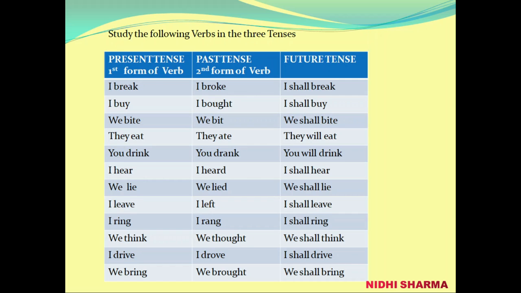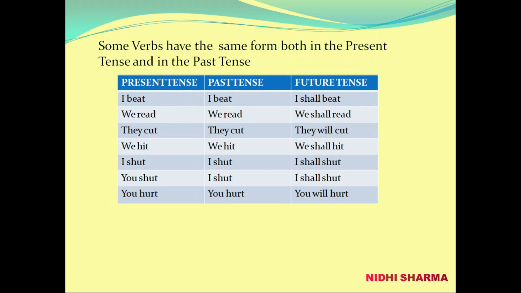Now children, this table of the forms of verb is given in your book on page 77. Kindly learn from the book. Now some verbs have the same form both in the present tense and in the past tense. I beat in present tense, I beat in past tense, and I shall beat in future tense. So here the verbs given are the same for both types of tenses.